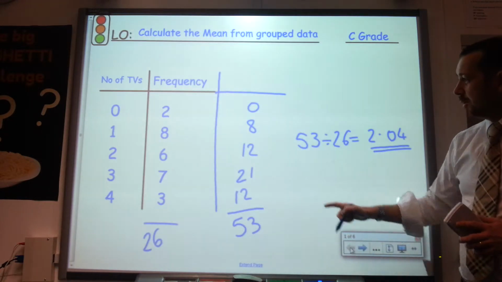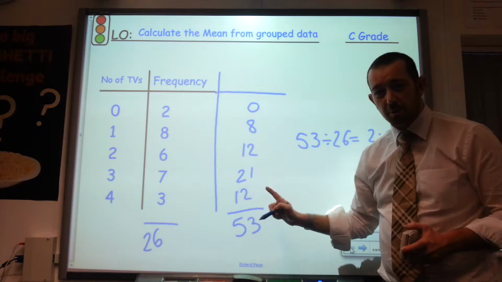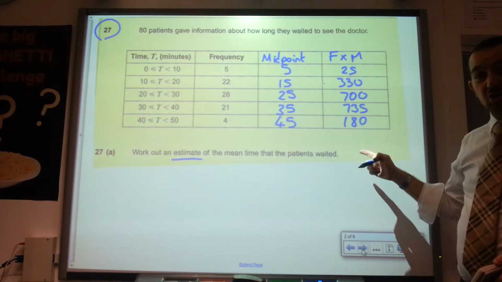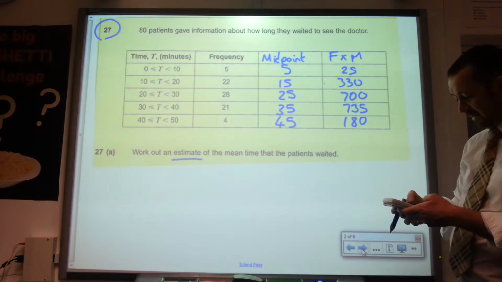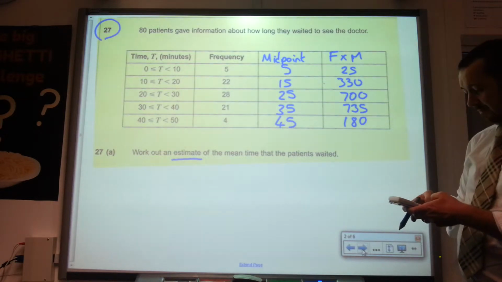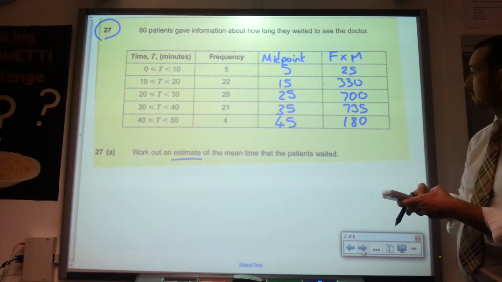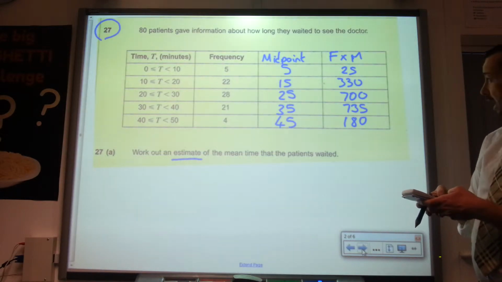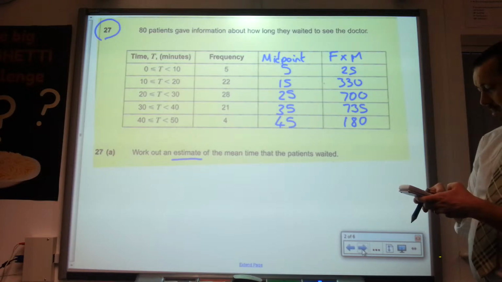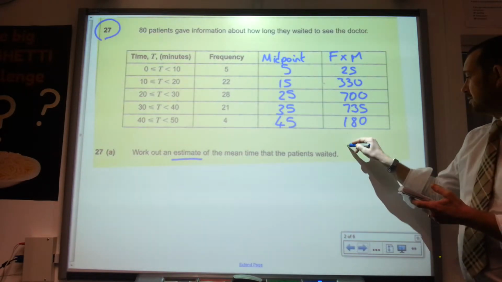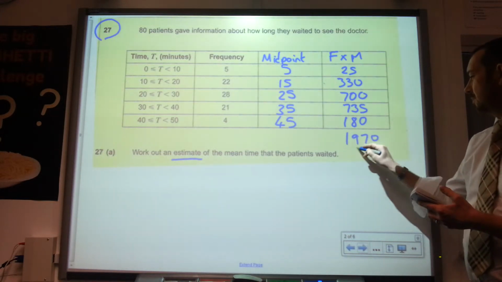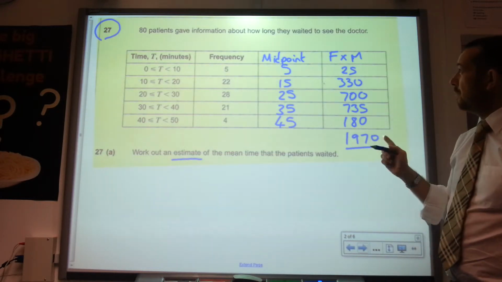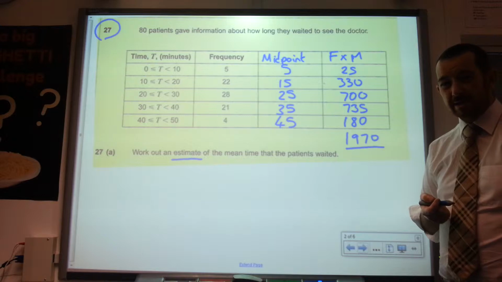If you look back here, what I did was I added up the total number of TVs. So that was my next job there. So now I want to find out the total number of minutes that people waited. So 25 plus 330 plus 700 plus 735 plus 180 is 1,970. Okay? So then that's the total number of minutes that people waited.